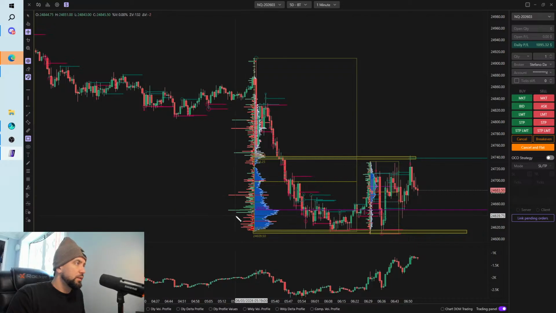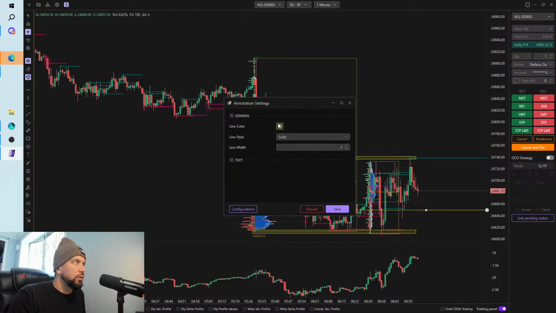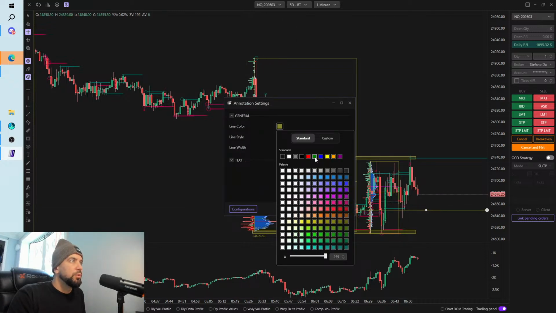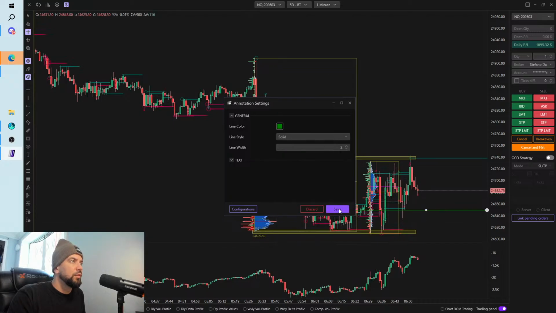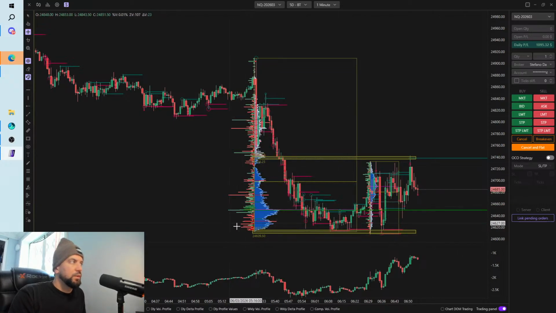So if we break this area, then I'll just put exact actually. Let's go here. This is where the point of control is, but let's make that green so we know that's where buyers are sitting. We'll save that. It's right here.